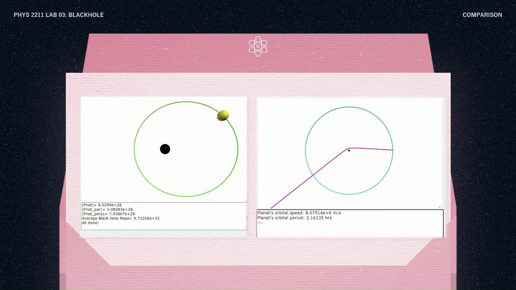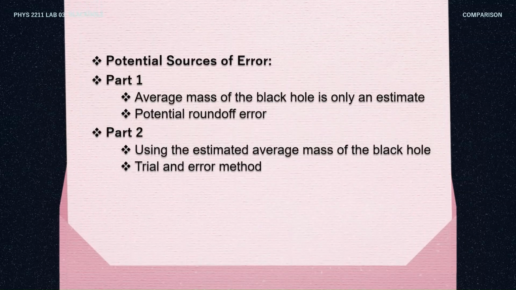A potential source of error for this lab is the fact that we estimated the mass of the black hole by taking an average of the values found by the model in part 1, and therefore the estimated value for the mass of the black hole used in part 2 may not have been entirely accurate. Rounding errors could also contribute.